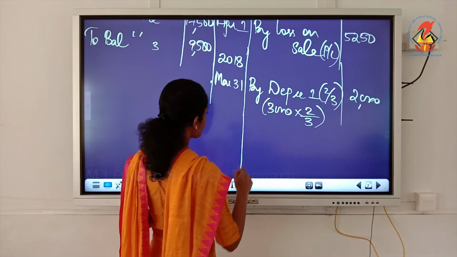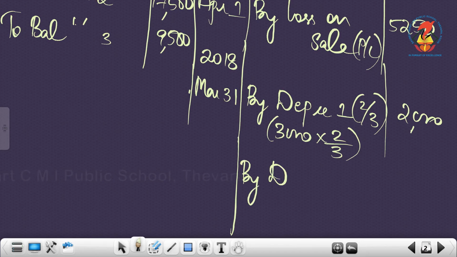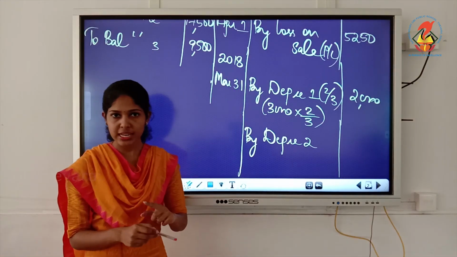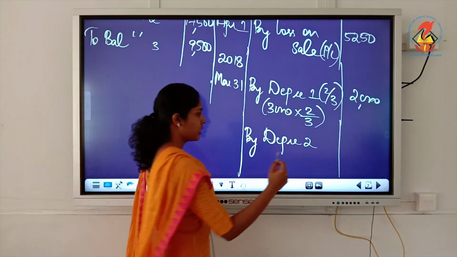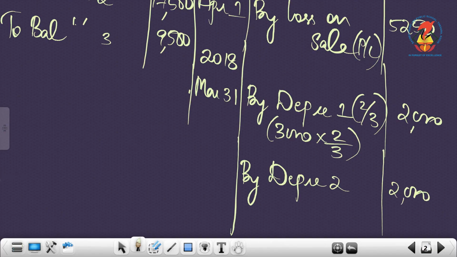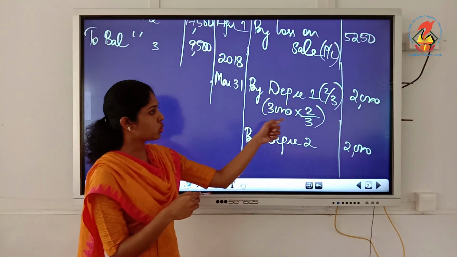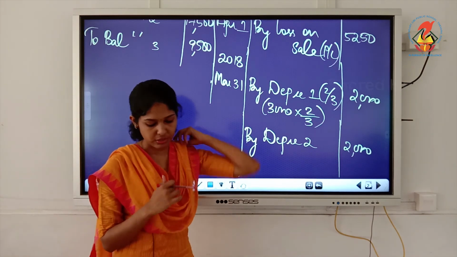1/3 we sold, so we can't charge depreciation on that. On balance 2/3 we are doing. Then by depreciation 2, take it from the previous year. It is straight line method. The same amount we will write, 2,000. Understood? 3,000 here why we didn't write? Because only 2/3 we have with us. So only 2/3 we need to compute and write.